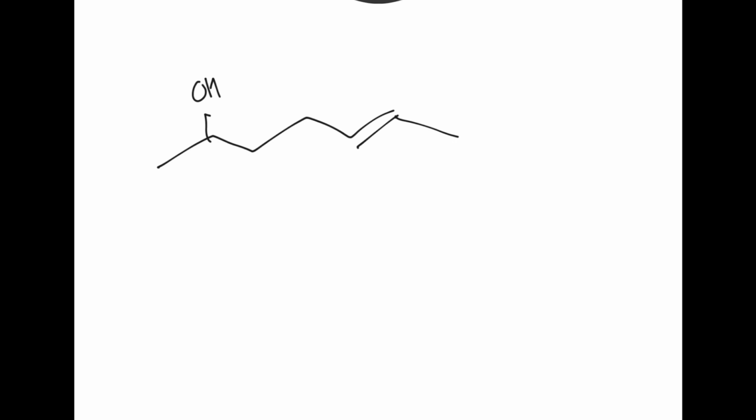So for this, either direction I number, the lowest number I get is 2, but alcohols are more important. So I'm going to number to give the alcohol the lower number. I'm going to number in this direction because that gives my alcohol the lowest number. So this will be 1, 2, 3, 4, 5, 6, 7. Hepten-ol. So this is going to be 2, 5.